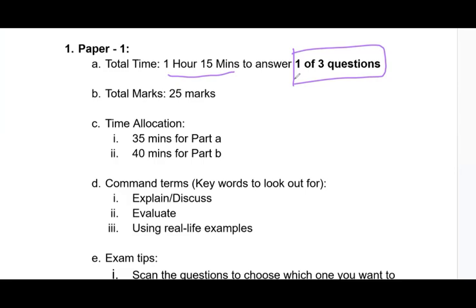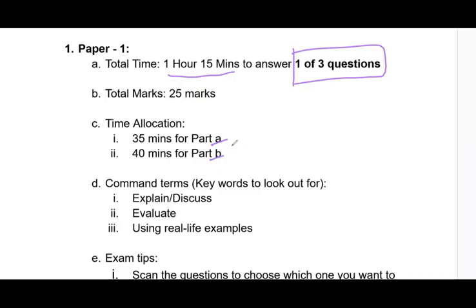Now, each of these questions has 2 parts, a part A and a part B. The first question is usually related to microeconomics, the second question related to macroeconomics, and the third one is related to international trade and economic development. So you have the option here to pick which question you want to go for, and usually it's obviously a good idea to choose the part of the syllabus that you're most comfortable with.